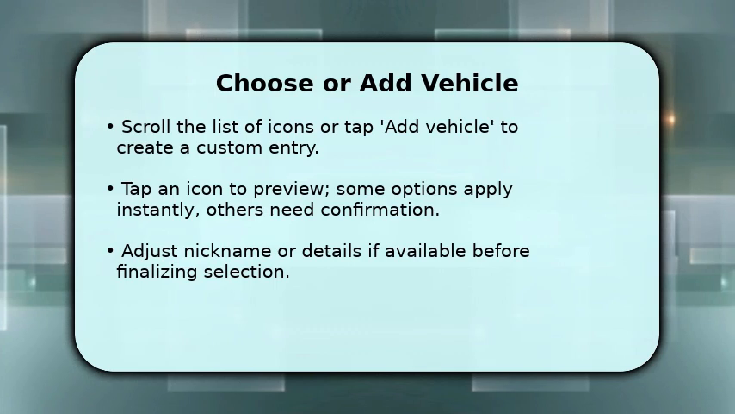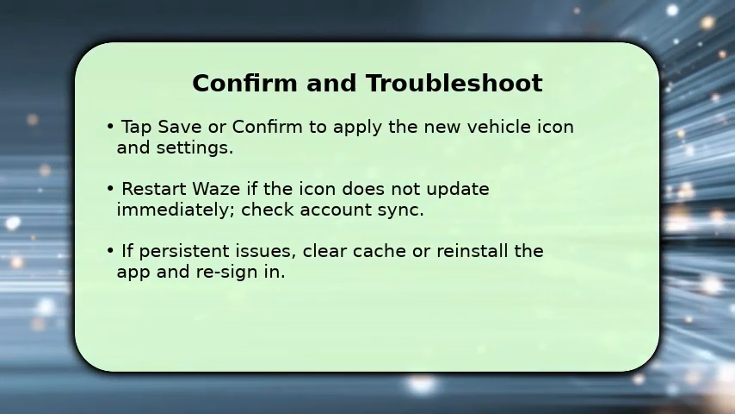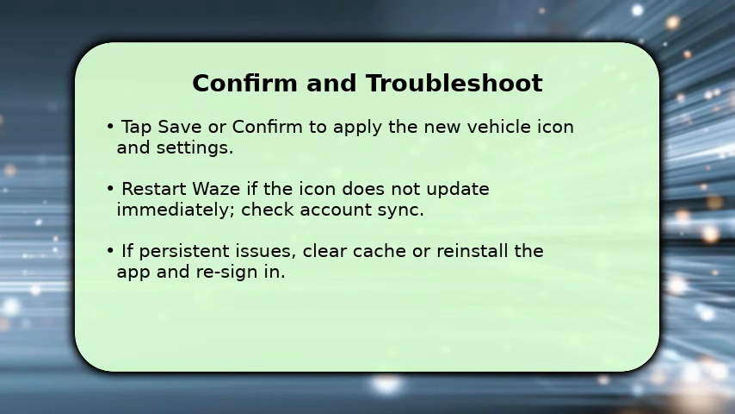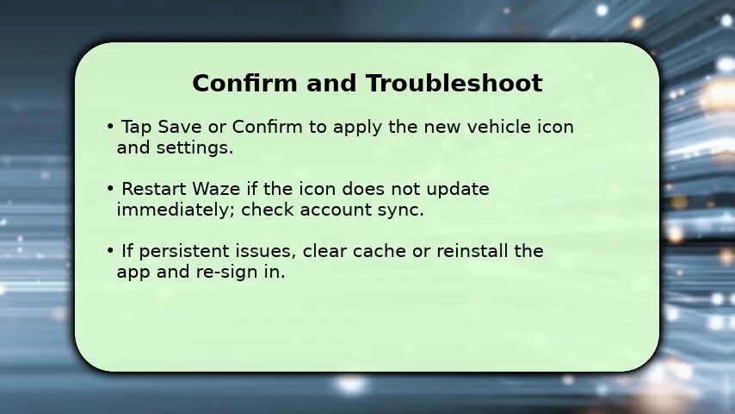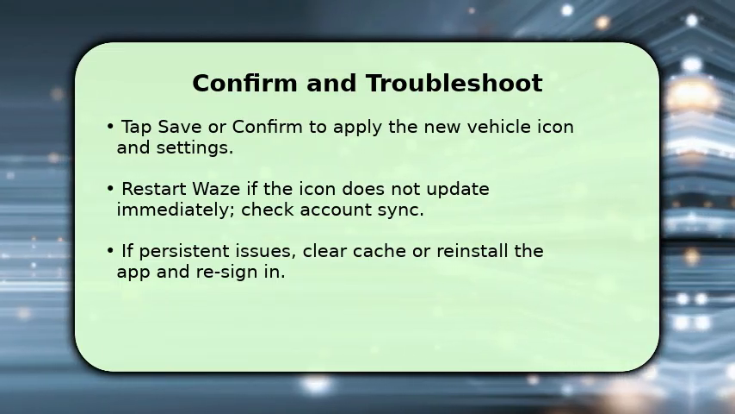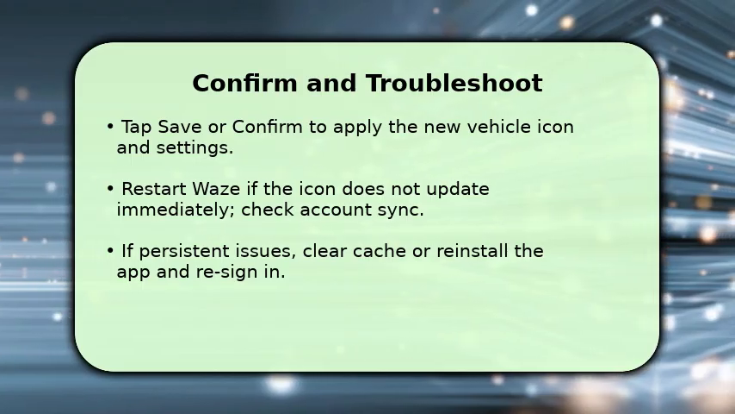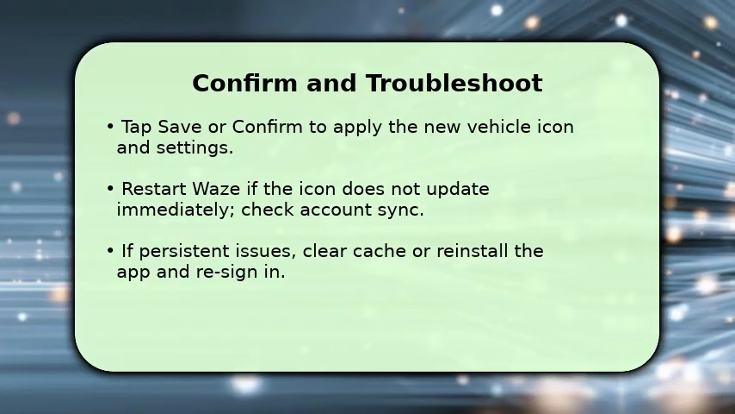After picking your vehicle, you must confirm or save to apply it across drives. This step writes the choice to your profile so Waze displays the new icon in navigation. Once done, test by starting navigation. Make sure the icon appears and matches your selection.